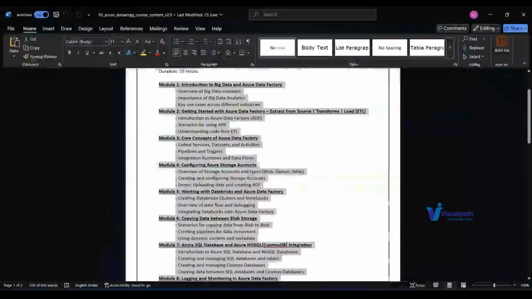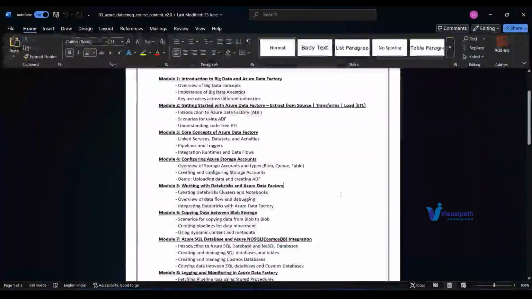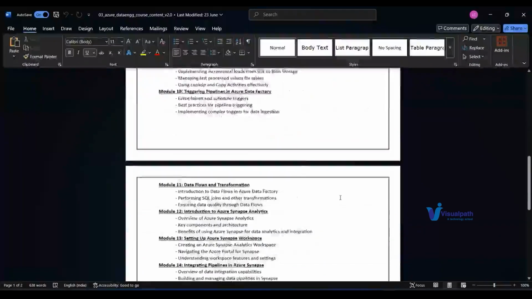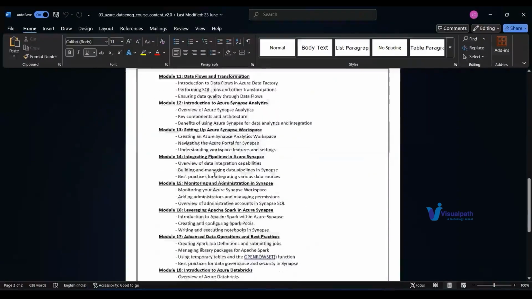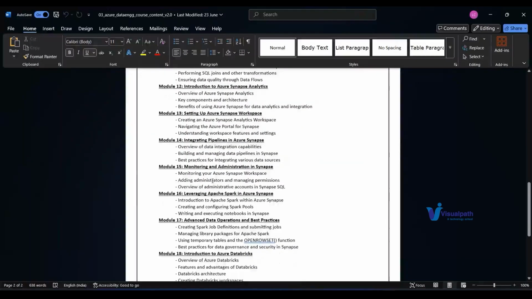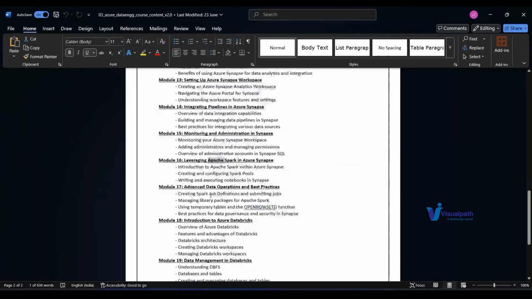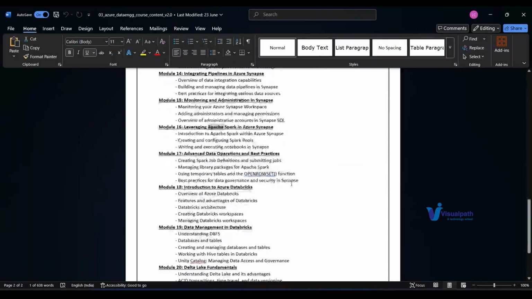And that is the reason, participants, I have devoted a good number of modules around it. You'll see Azure Synapse Analytics, integration of pipelines, monitoring and administration, leveraging Apache Spark in Synapse. You see that? Then we get to see what exactly you would get to do operations in Synapse. So the focus is on Azure Synapse also, so that you'll be good in programming with Spark, programming with SQL, will be good across it.